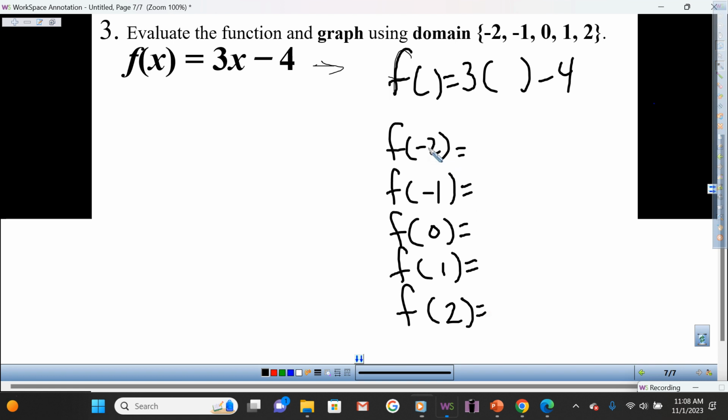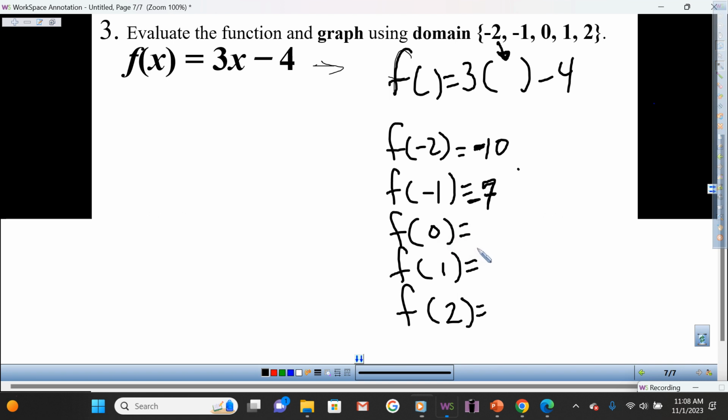Anthony, f of negative 2. So if we substitute negative 2 here, what did we get? Let's go. Hands if you got that. That is correct. And you're not on your Chromebooks or anything like that, right? Okay, good. F of negative 1. Pass it to someone, Anthony. Martin. Negative 7. Hands if you got that. That is correct. F of 0.